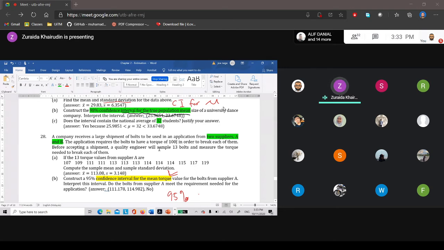Before accepting, a quality engineer will sample 13. So here the question already said it used a sample, and measure the torque needed to break each of them. This is the value for the 13 samples from supplier A only. Compute the sample mean and sample standard deviation. When I say sample standard deviation, this is your S, not sigma. Again, you can put all these values into your online calculator.